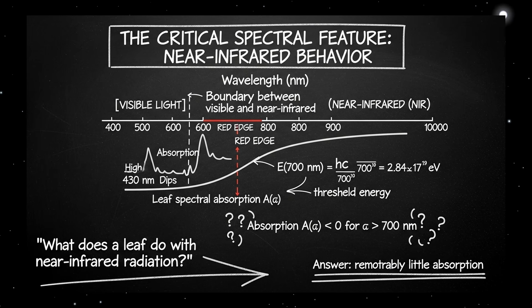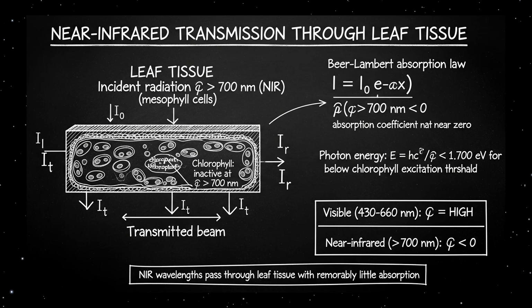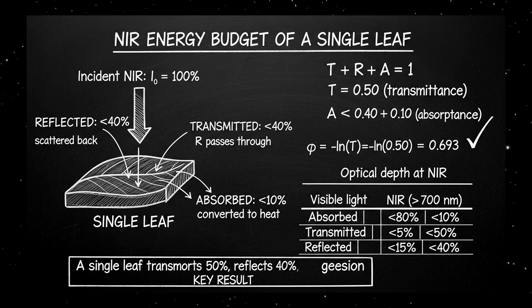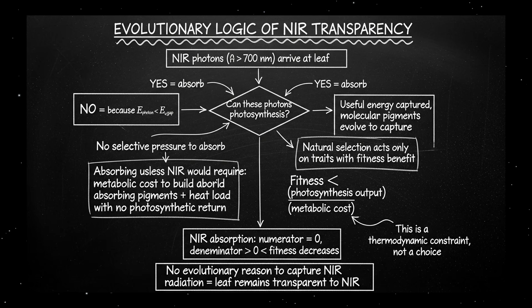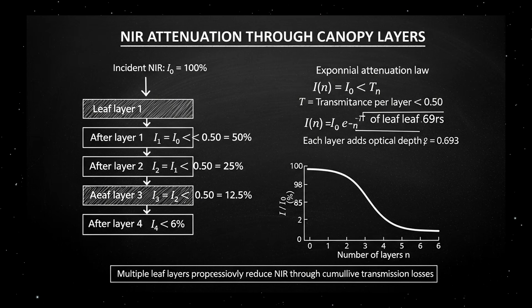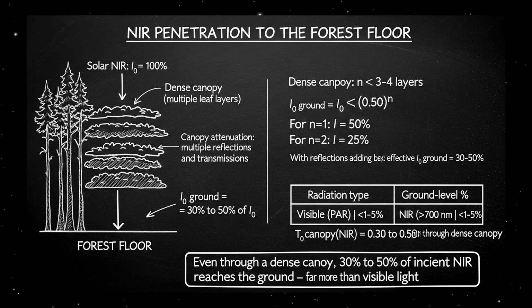But the critical spectral feature of a leaf is what it does with near-infrared radiation. Wavelengths above 700 nanometers, the near-infrared range, pass through leaf tissue with remarkably little absorption. A single leaf transmits roughly 50% of incident near-infrared light and reflects another 40%. Less than 10% is absorbed. The reason is that these wavelengths carry photon energies below the threshold that chlorophyll can use for photosynthesis, so the leaf has no evolutionary reason to capture them. Multiple layers of leaves in a canopy reduce the near-infrared further, but even through a dense canopy, 30 to 50% of the incident near-infrared reaches the ground.